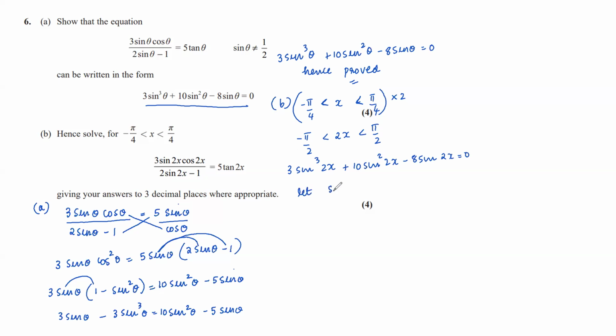Let sin 2x equal y. So this will become 3y cubed plus 10y squared minus 8y is equal to 0. We are just replacing sin 2x with y. I can see that y is common in all three terms, so we'll take y outside. We'll get 3y squared plus 10y minus 8 is equal to 0.